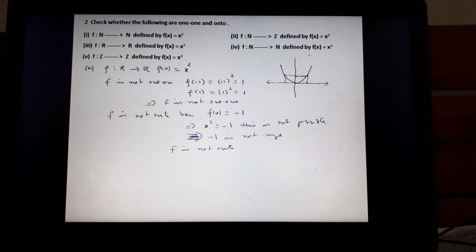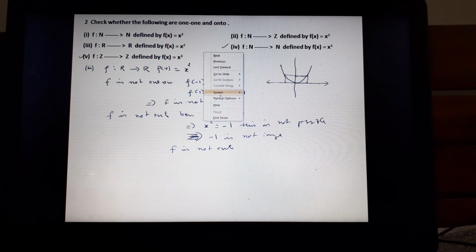And if you take this one, N to N with x cube, it is once again 1-1 but not onto, because all the elements are going to its cube only. So these two questions you can try yourself. So this is the second question.